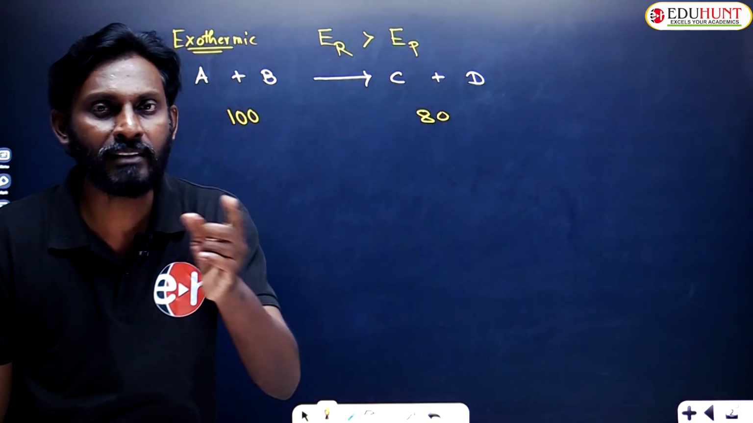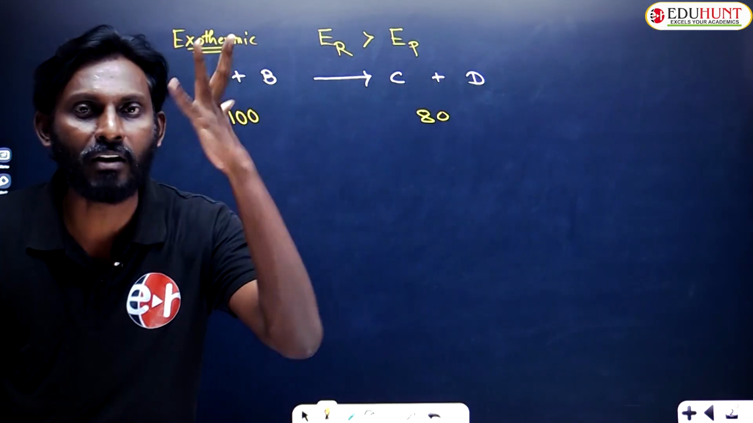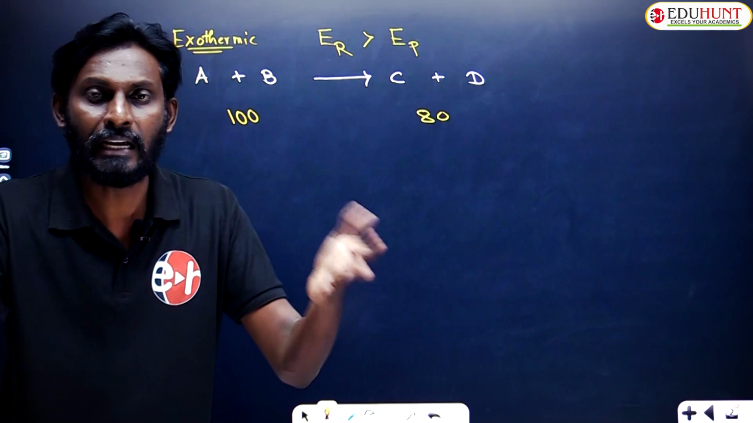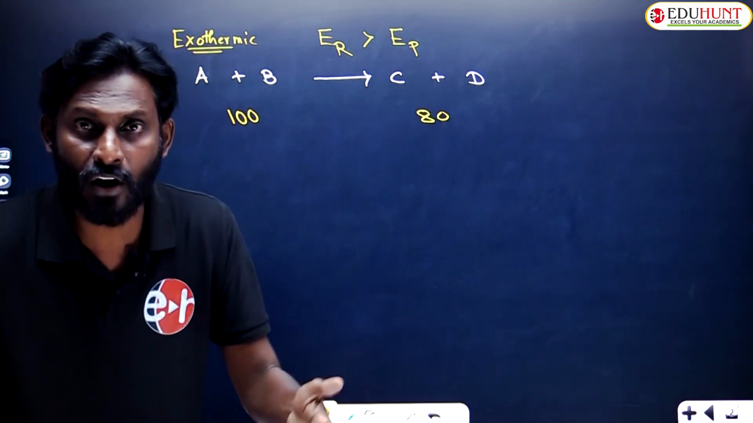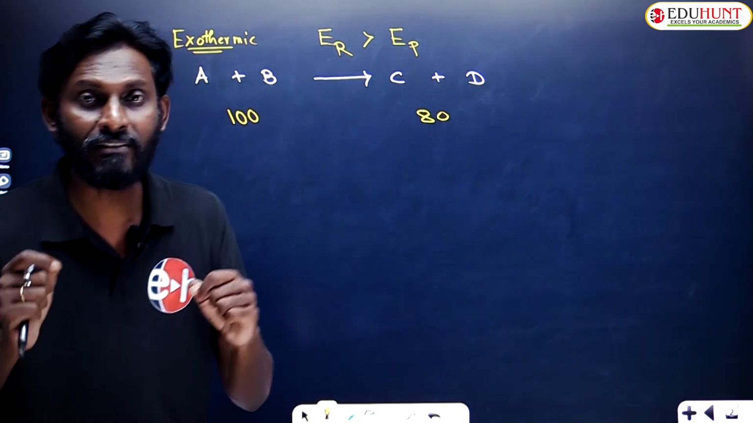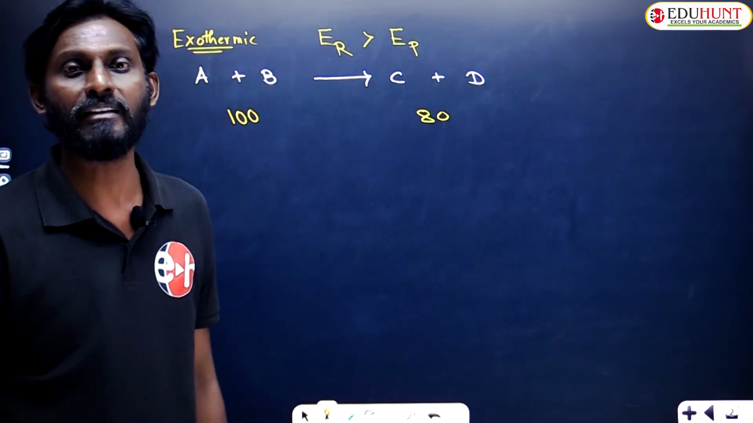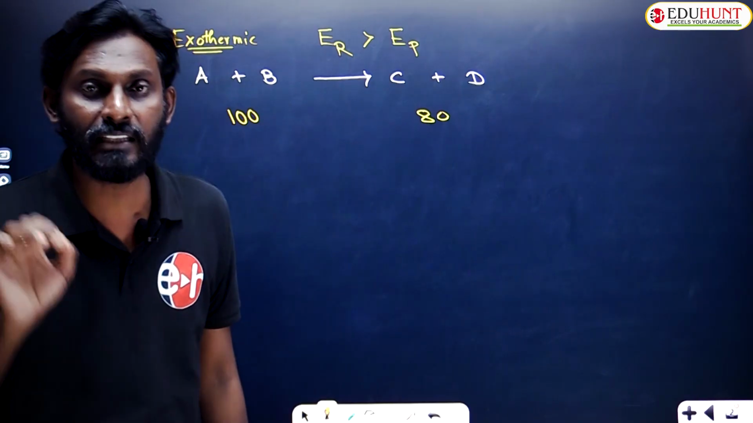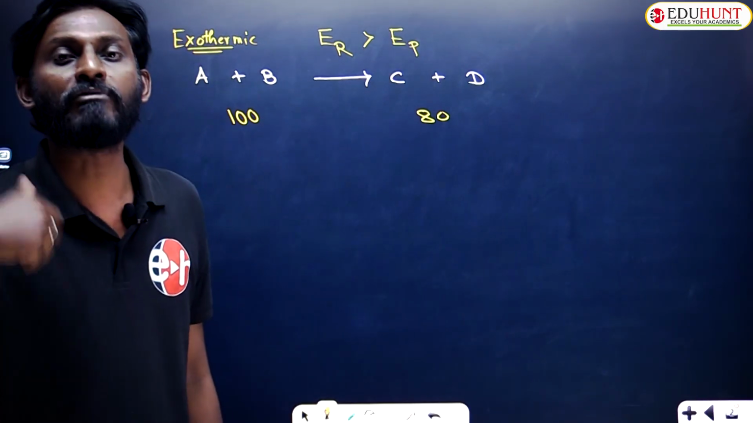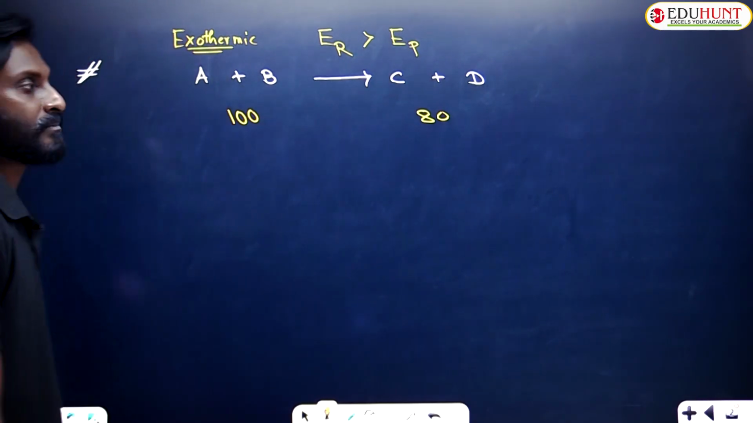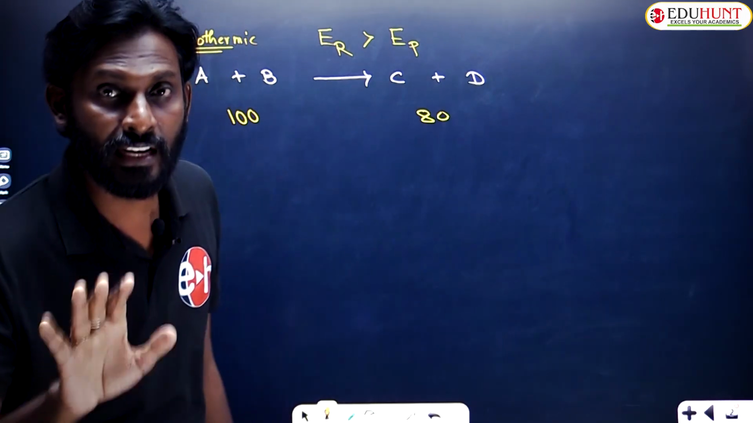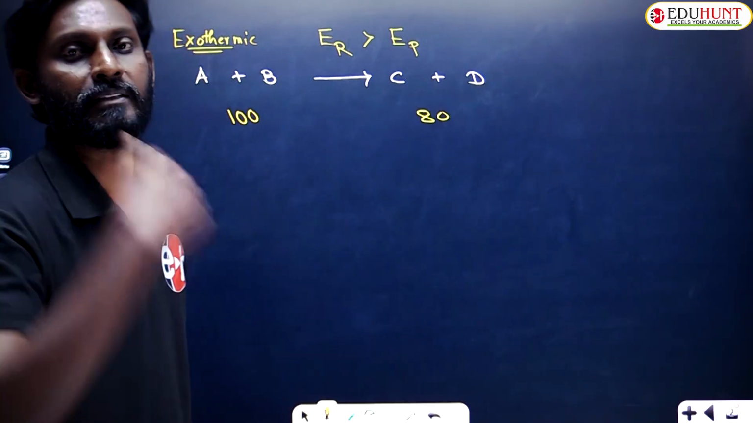Now, where have those 20 units of energy gone? Is it vanished? Is that 20 units of energy destroyed? No. We know very well that energy can't be destroyed. Yes, that missing 20 units of energy is released in the form of heat.